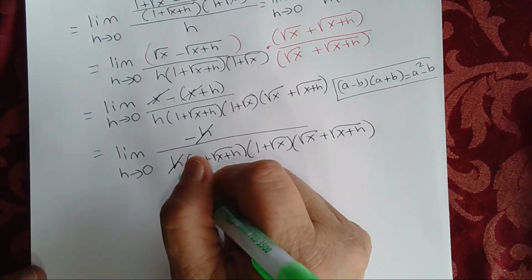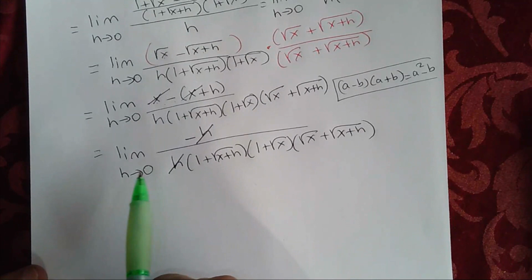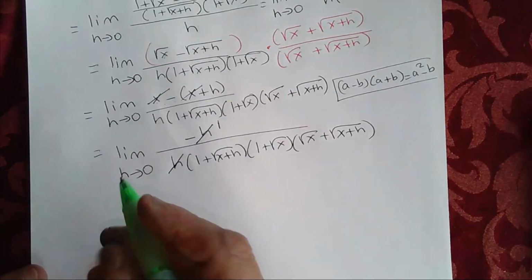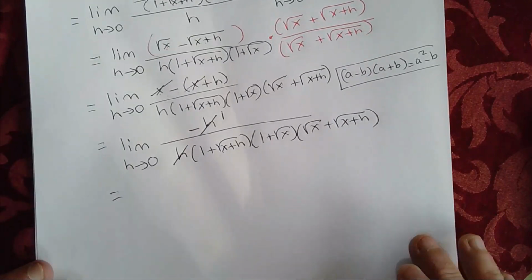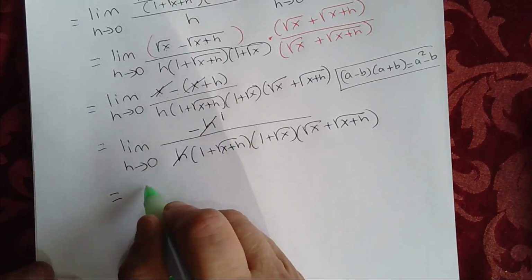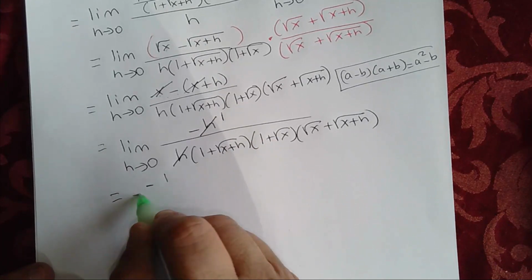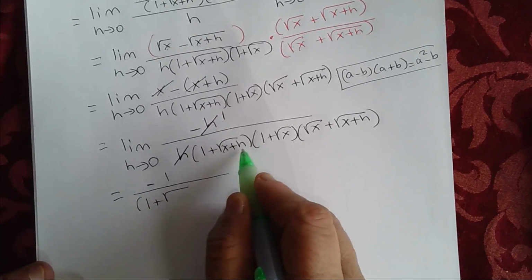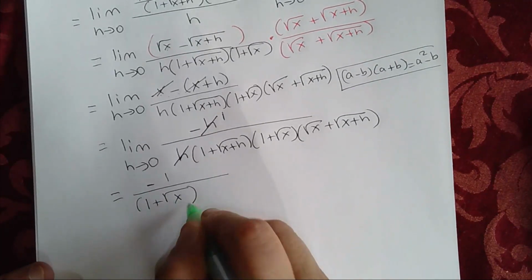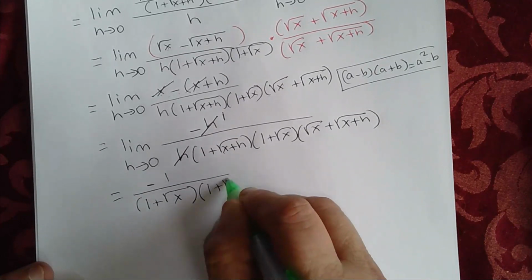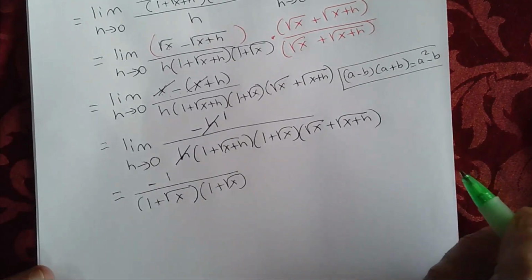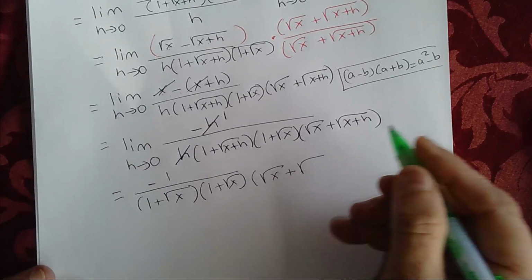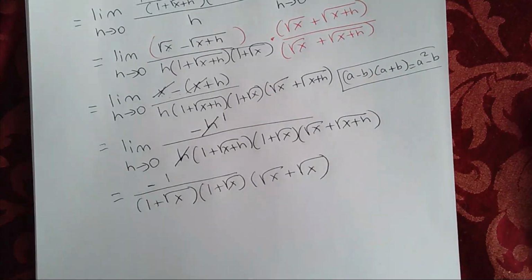And then you can now plug in 0 for h. We can do that now. So here you have -1 and this cancels. Now replace h with 0. So you'll be left with -1 in the numerator divided by 1 plus square root of x plus 0, which is simply square root of x. This will not change. It does not have the h term. And this one would be square root of x plus square root of x plus 0, so square root of x.